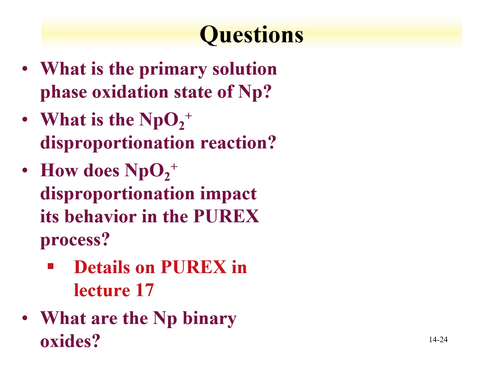Some of the questions you should be able to answer based on this lecture are listed here. What's the primary solution phase oxidation state of neptunium? Neptunium is pentavalent, +5. But that compound is the dioxide, neptunyl, as shown here. What is the neptunyl disproportionation reaction of the Neptunium-5?